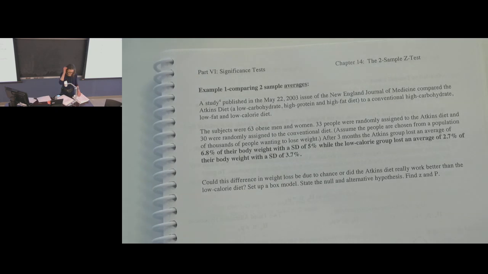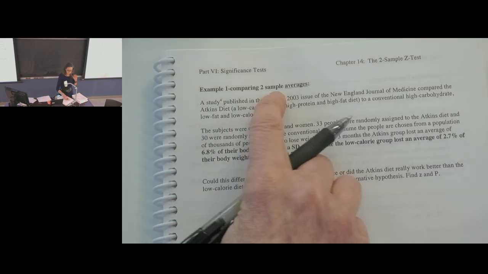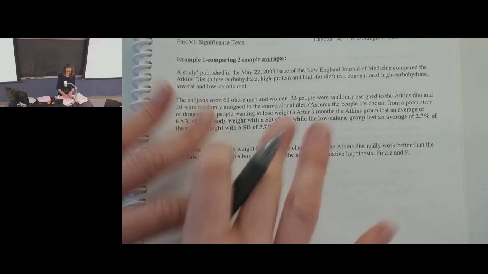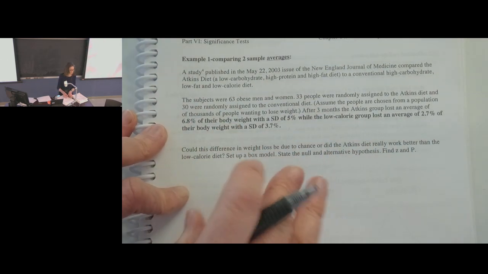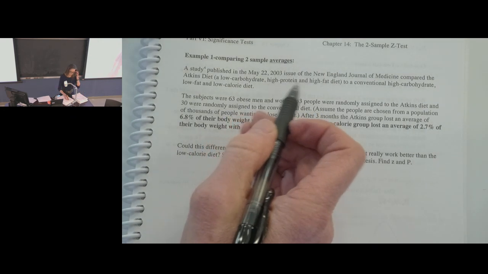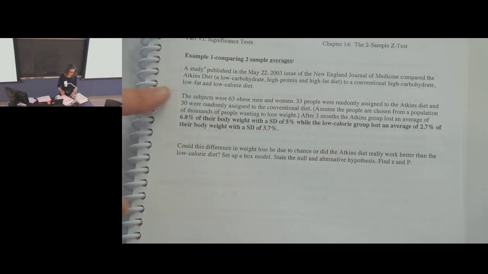All right, so this is just the two sample Z for comparing averages, and I like this one because they did exactly a two sample Z test in this article in the New England Journal of Medicine, back when this diet was very popular, called the Atkins diet.